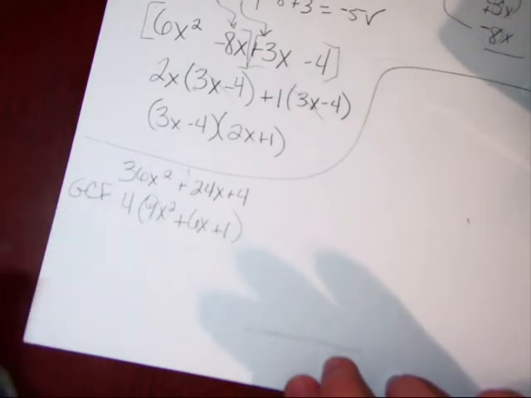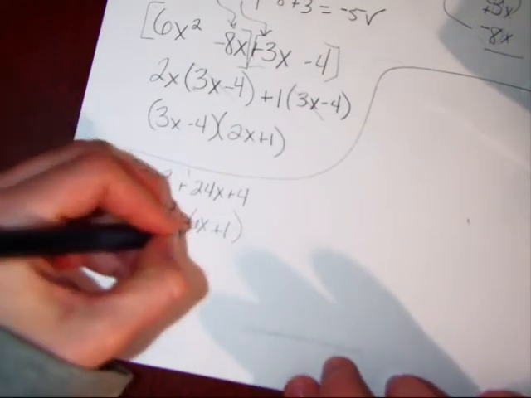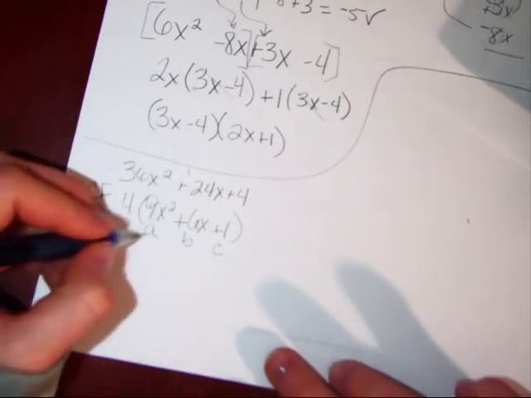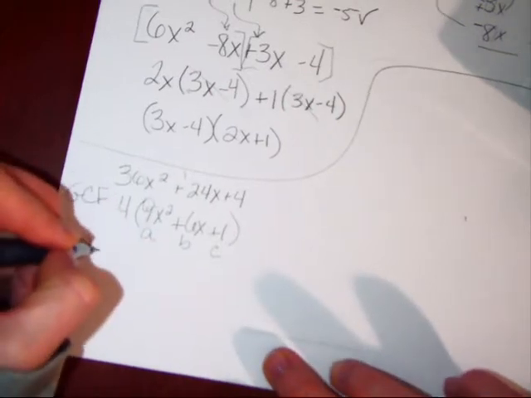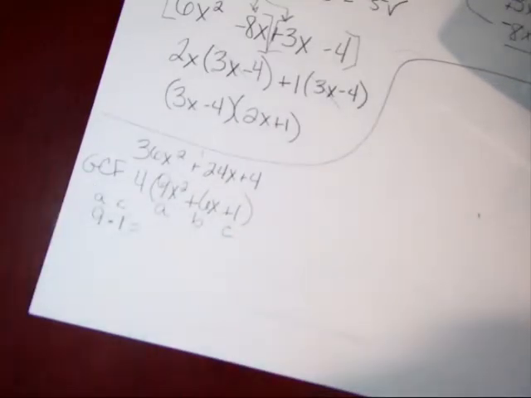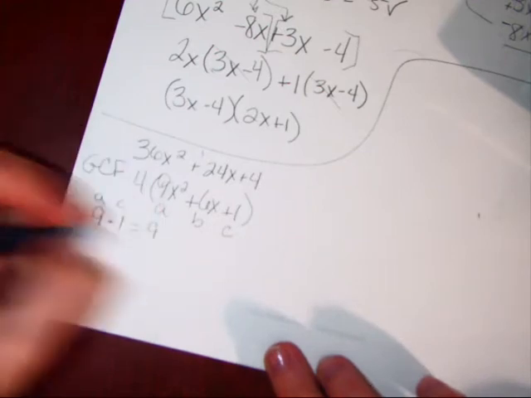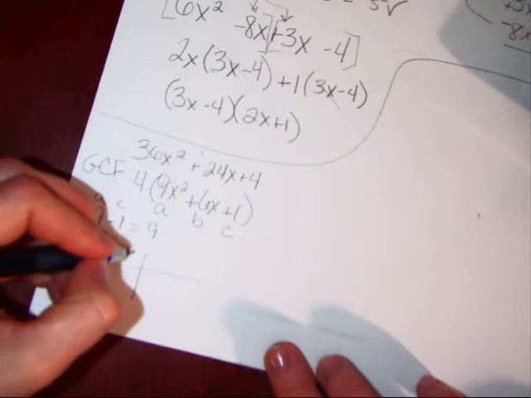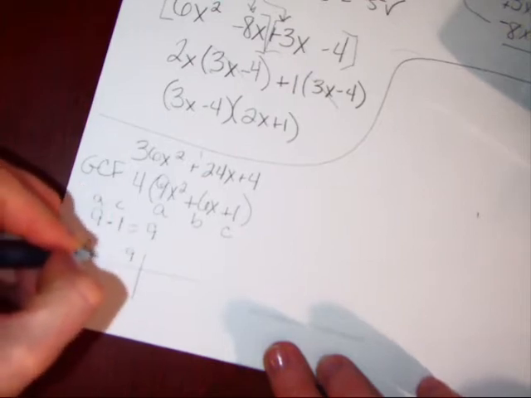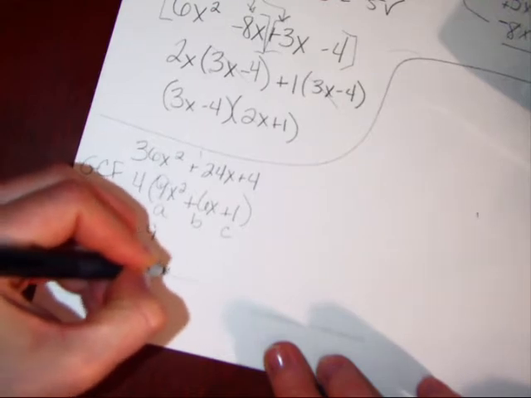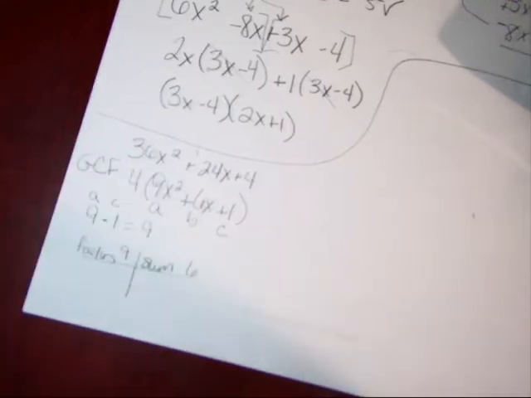No matter what, we have to do A, B, C. This is going to be the book way. For the first step, you do 9 times a positive 1, because that's A times C. A times C makes 9. So I make my little chart. I know I need to get a positive 9, so over here we do the factors, and over here I need to do the sum. I need to get that magic number 6 that was in the middle.